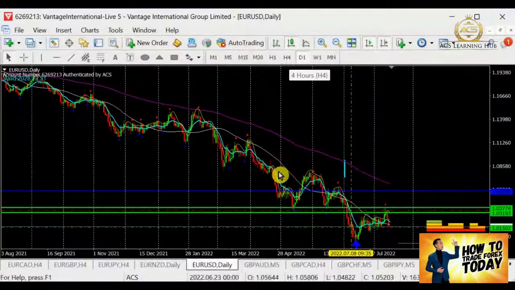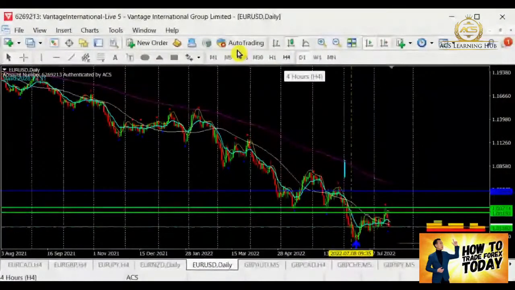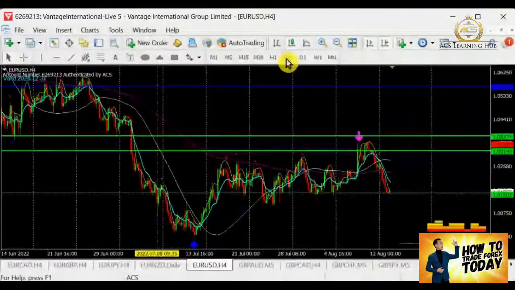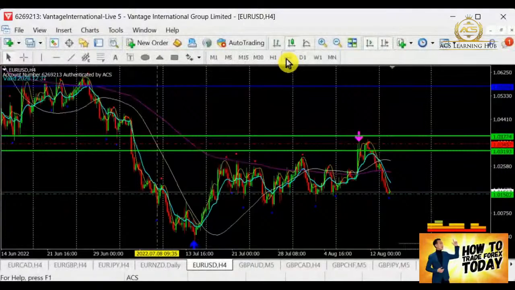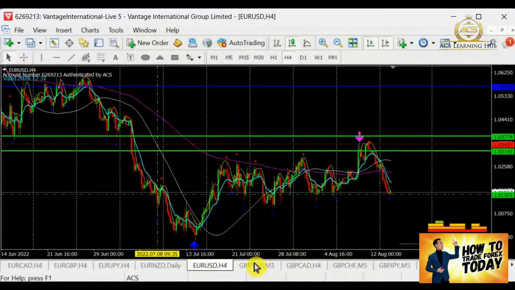Okay, it's getting into the bull zone. So I wouldn't want to trade against the trend, until it fully comes into the bear. Then I will follow the trend. But we can still take note because it's still a pullback here.